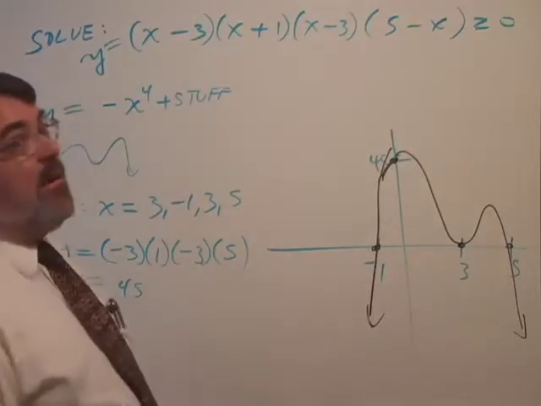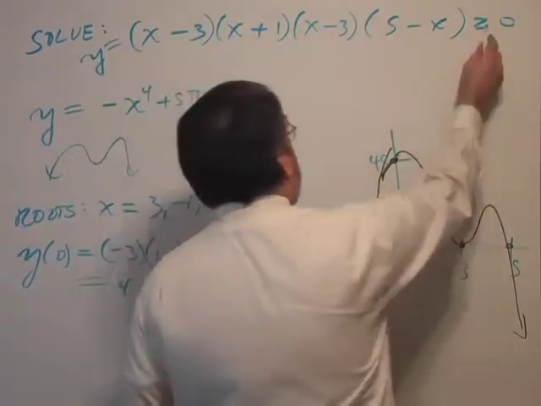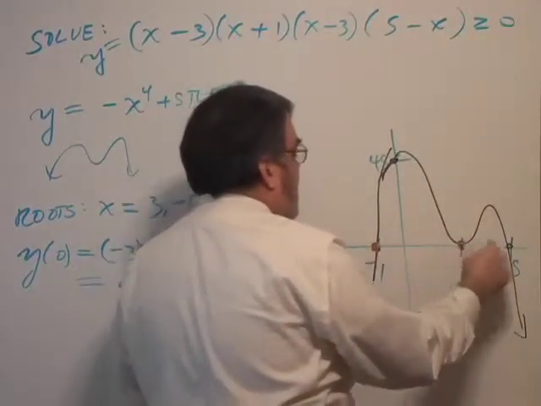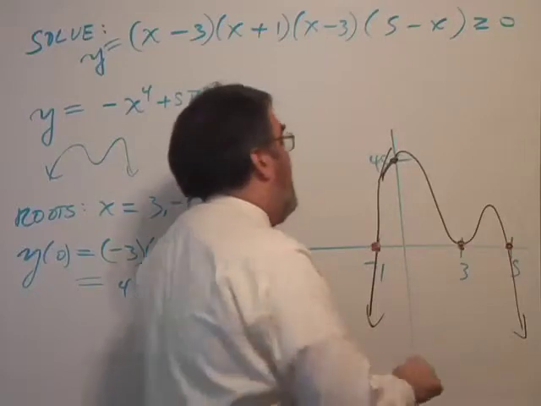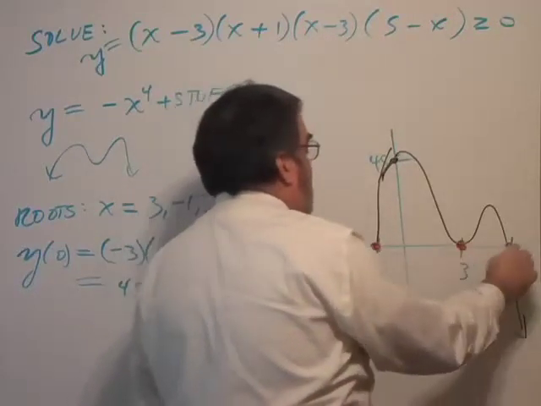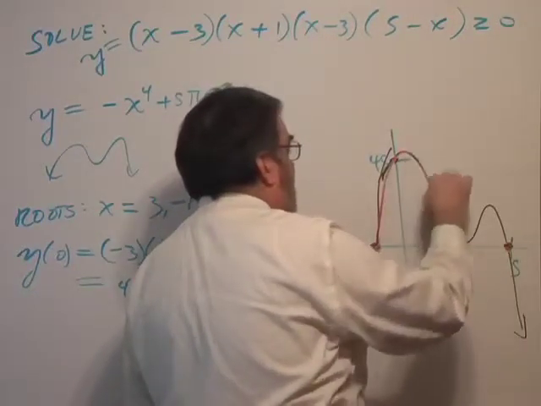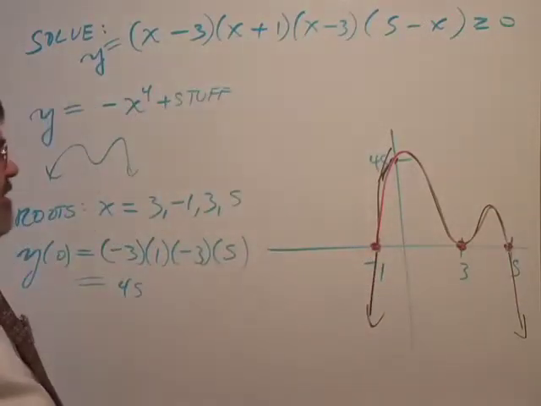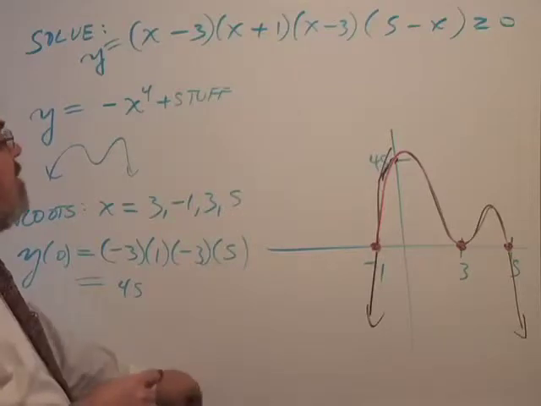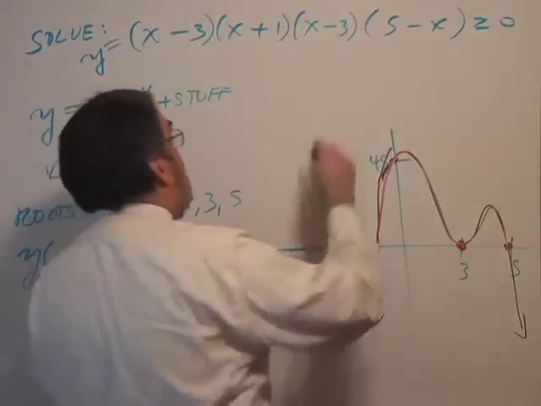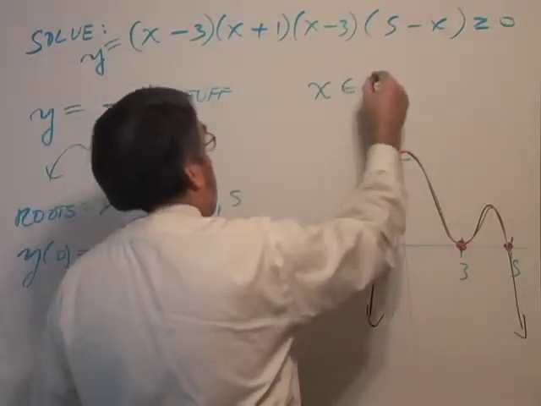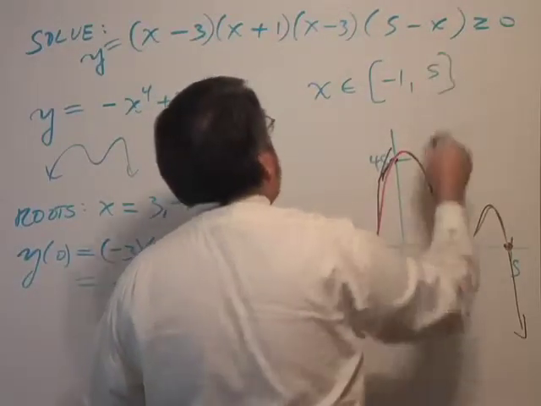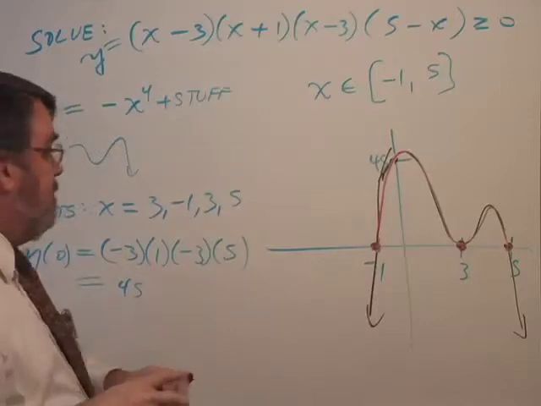Where is y greater than or equal to 0? In other words, where is this greater than or equal to 0, above or touching the x-axis? It could touch the x-axis, and it looks like everything between −1 and 5 inclusive. So the solution to my problem is that x has to be between −1 and positive 5, and I use the brackets there.